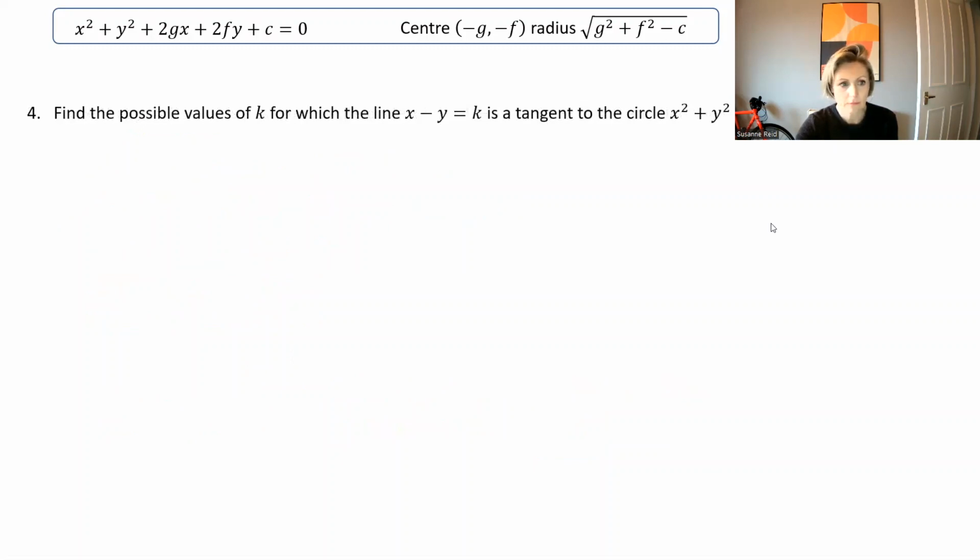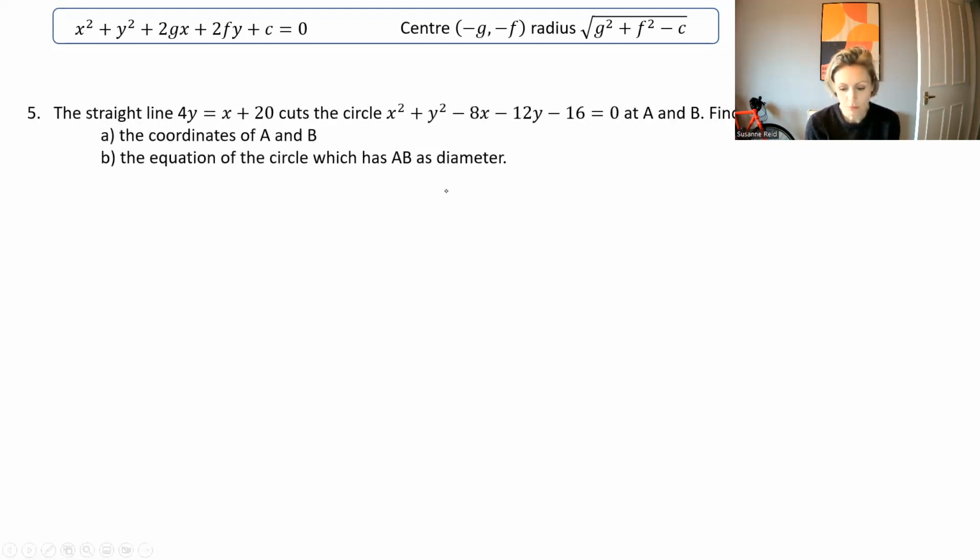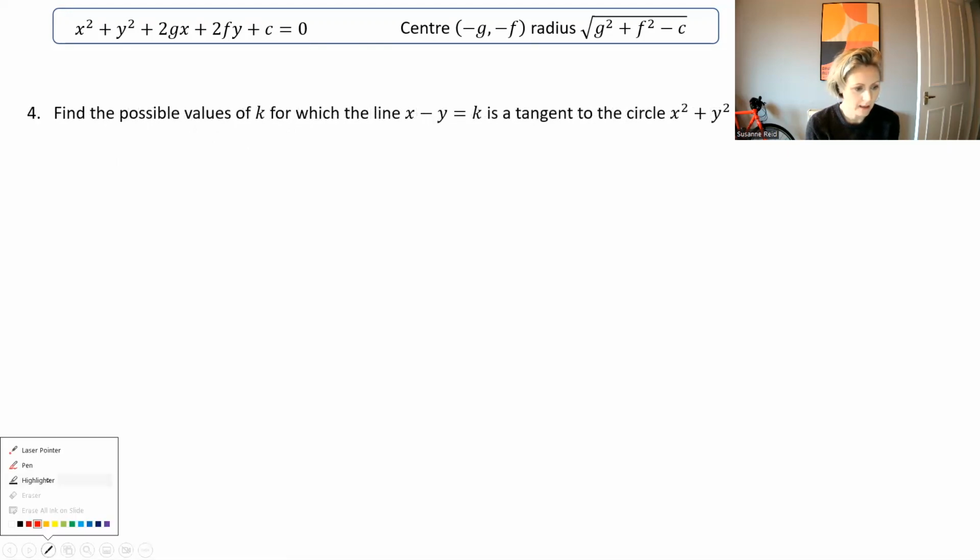Number 4. Find the possible values of k for which the line x minus y equals k is a tangent. Okay, so again, we're going to start by subbing it in. Now it's up to me whether I change that to x equals or y equals. It's going to be easier to add a y to both sides and make it x equals and then sub in for x. So we've got x minus y equals k. So adding y to both sides, x equals k plus y.